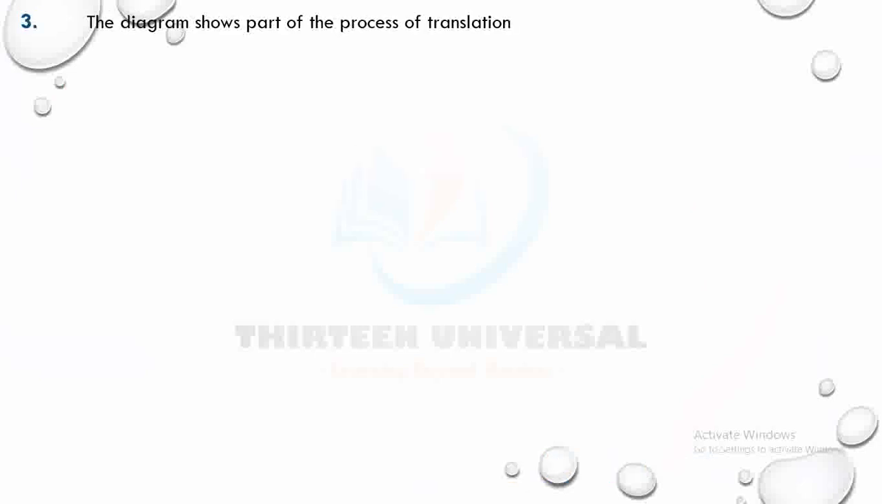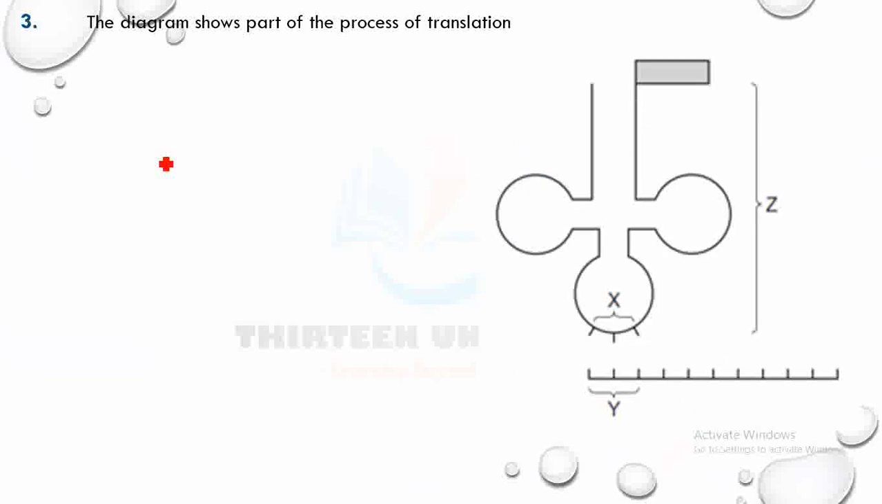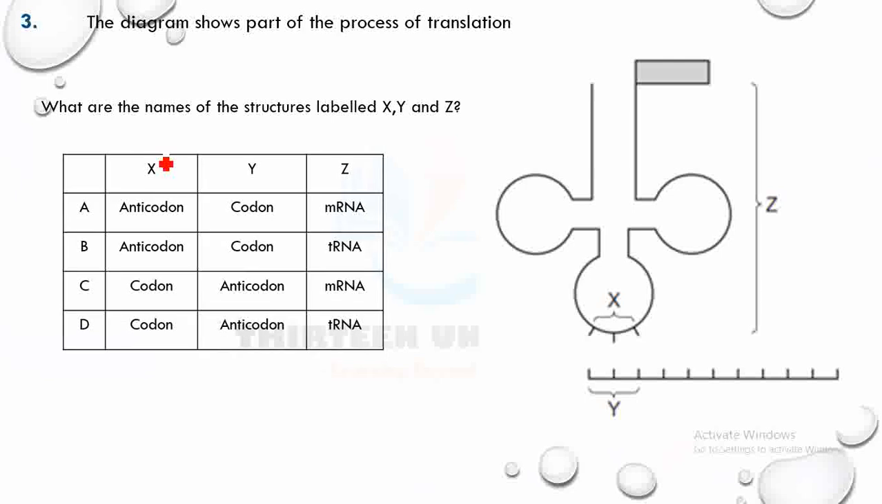The diagram shows part of the process of translation. So that's it, guys. I'd like you to try this question. What are the names of the structures labeled X, Y, and Z? Let's pause the video and try it. So this is X. Z is transfer RNA. Therefore X should be anticodon. So X is anticodon. That eliminates C and D, because X is found on transfer RNA and that's the anticodon.